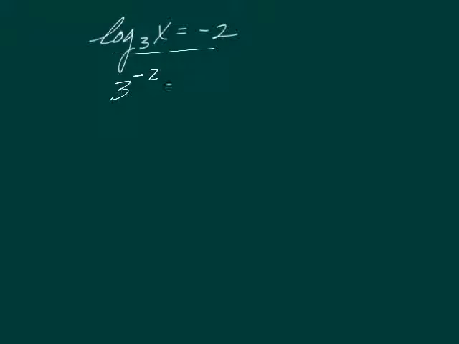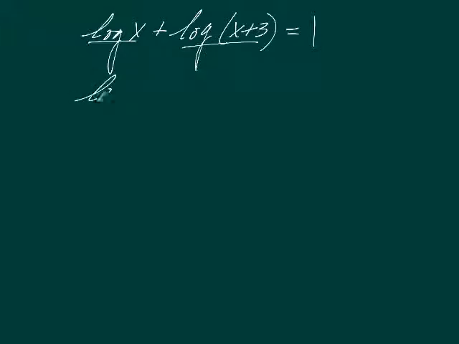So 3 to the negative 2 equals x. So 1 over 3 squared equals x. Therefore 1/9 equals x. And I'm done. Okay? So let's try another one so that you get the hang of what's going on, because obviously we start out with an easy one and they get a little more challenging.